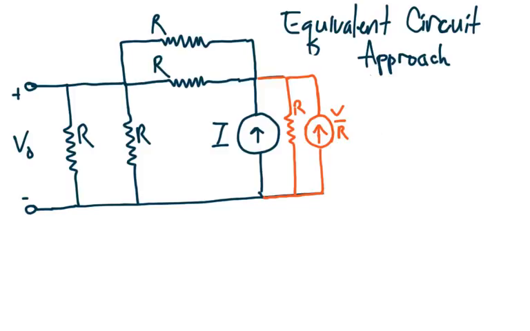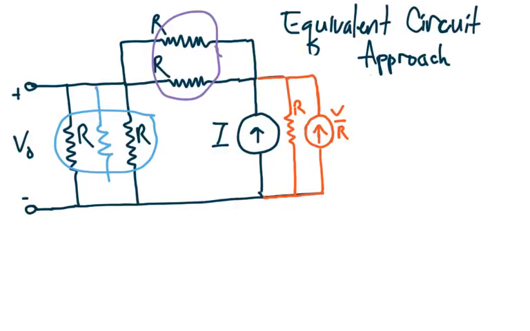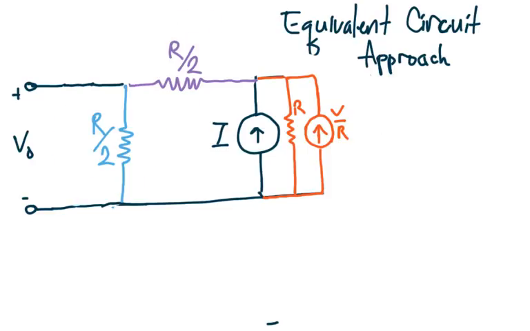Okay, next we can take these two resistors that are in parallel and combine them. And we can also take these two resistors that are in parallel and combine them. So we'll have a blue one and a purple one right there. So let's redraw. And these equivalent resistances are going to be R over 2 for each of them.